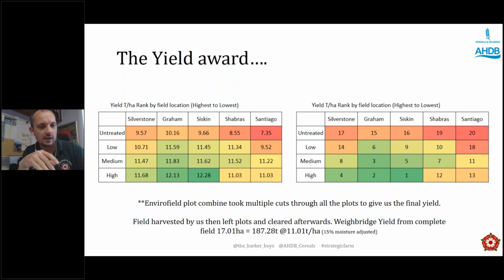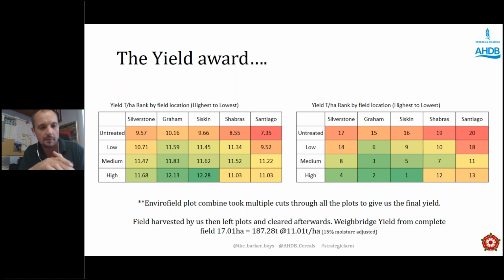But when you look at the low and the untreated, we still got 10 tons a hectare in the untreated Graham, and very close to it with the Silverstone and Siskin. So you can see that actually doing nothing was quite yield maintaining as well. Okay, different seasons have different disease pressures, but this is what surprised me, that the untreated area was doing really well.